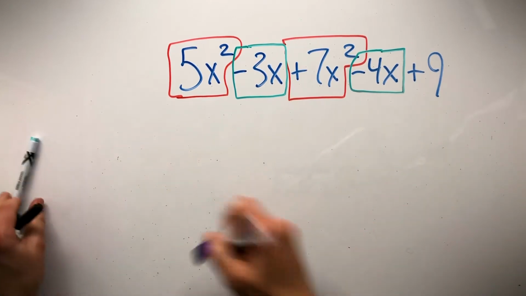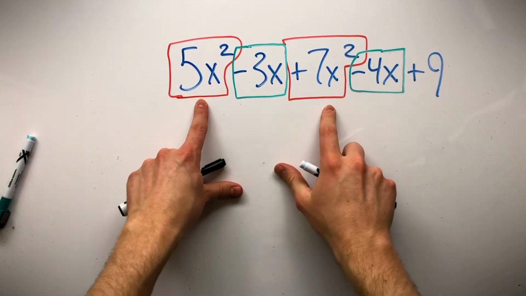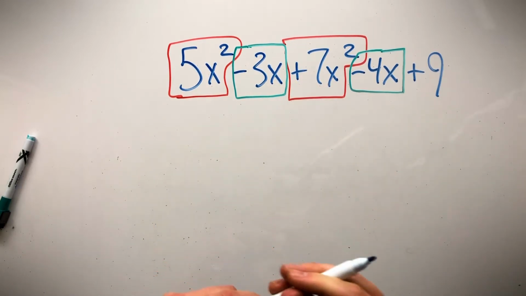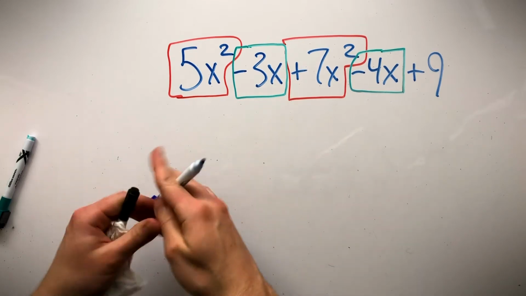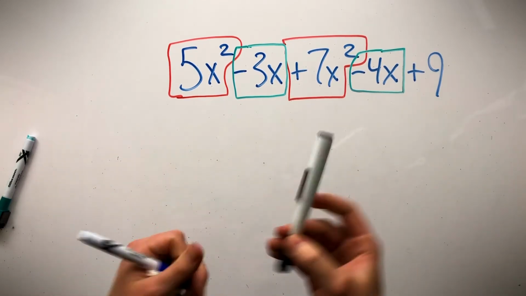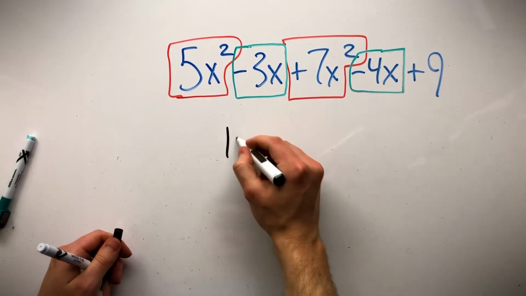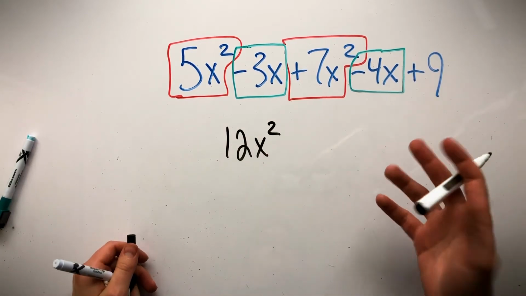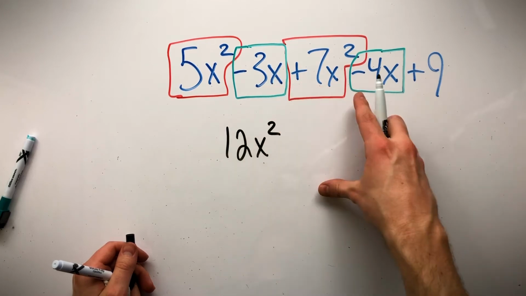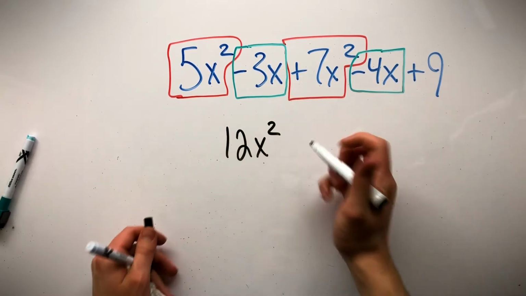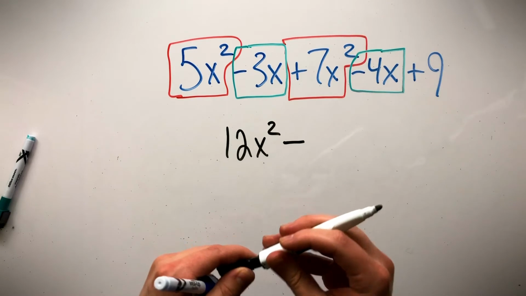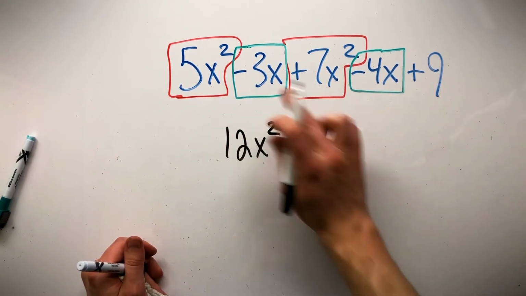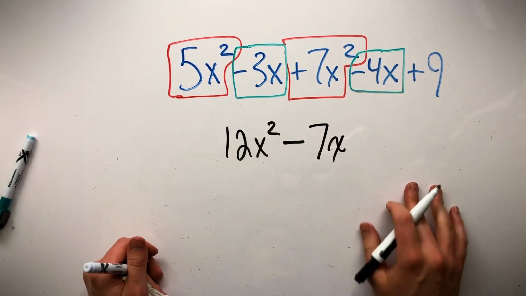So let's start. Just focus on the red here. 5x squared plus 7x squared, right? It's going to give me 12x squared. Let's use black. 12x squared. Awesome. Now let's do the x to the first power like term. Negative 3x minus 4x. Just another way to think of it as negative 3 minus 4. Bring along the x. Negative 3 minus 4 is negative 7. Bring along the like term x. And then I'm going to bring down the 9.